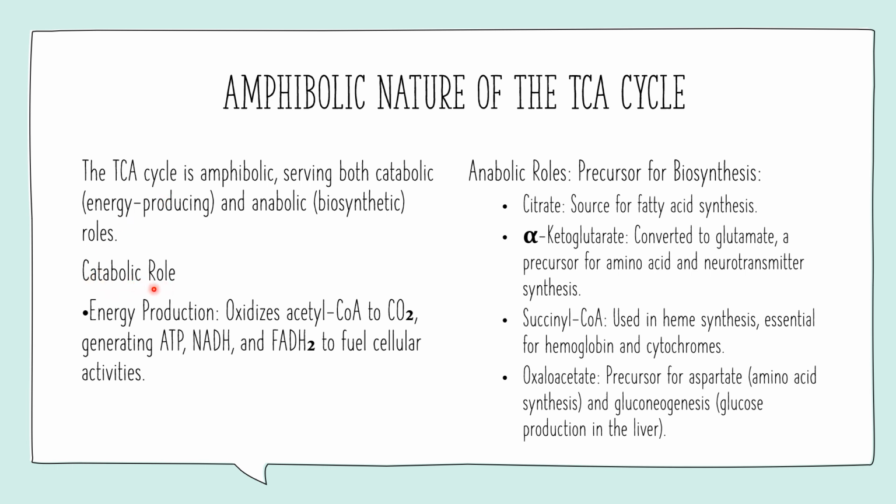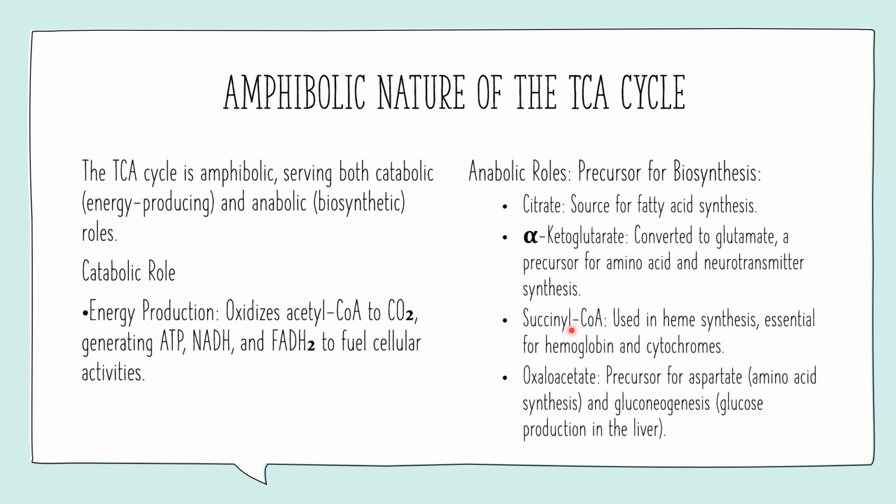But in addition to its catabolic role, the TCA cycle also has an anabolic role, where its intermediates serve as precursors for biosynthetic processes. Citrate, the first intermediate that is formed from condensation of acetyl-CoA and oxaloacetate, provides a precursor for fatty acid biosynthesis. We are going to see this. Alpha-ketoglutarate can be used for synthesizing the non-essential amino acid glutamate, which can also be used to synthesize another amino acid, glutamine. It also serves as a precursor for the neurotransmitter GABA, which we know is an inhibitory neurotransmitter.